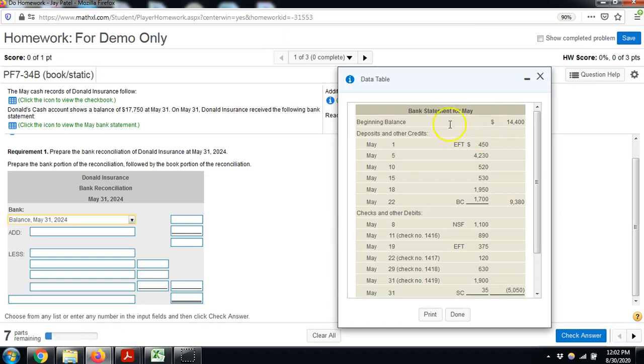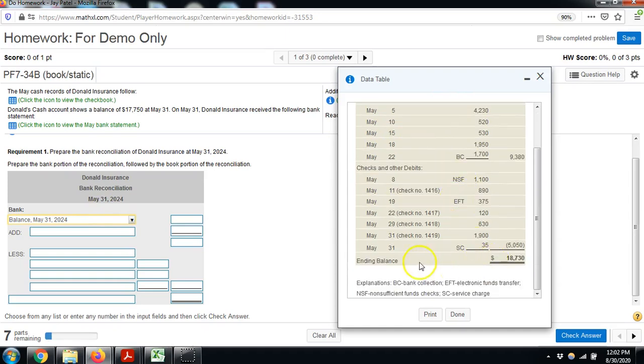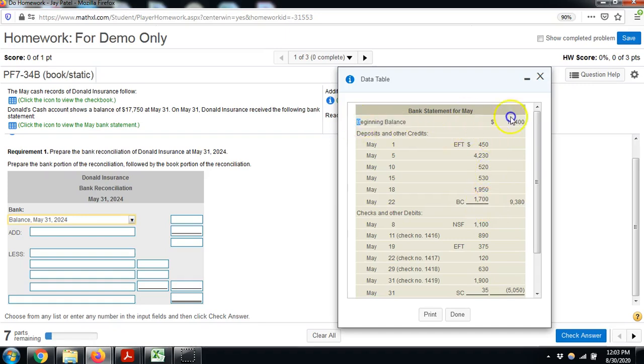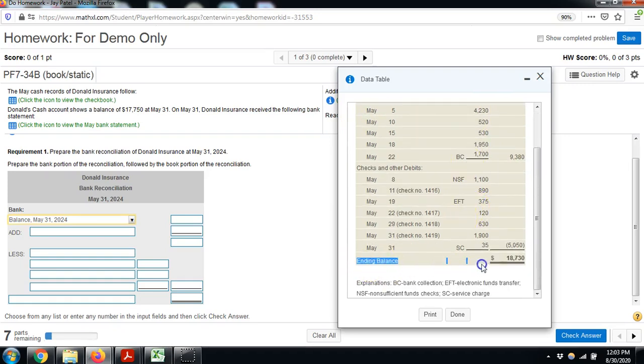Remember, the key thing is that you have to use the ending balance of the bank statement. It's a little confusing because you have this beginning balance, but what we're trying to do is reconcile the ending balance of the bank statement with the ending balance of the book accounting balance. So make sure you're using the right number from the bank statement. Again, we're using the May 31st, 2024 date, the end of the month.